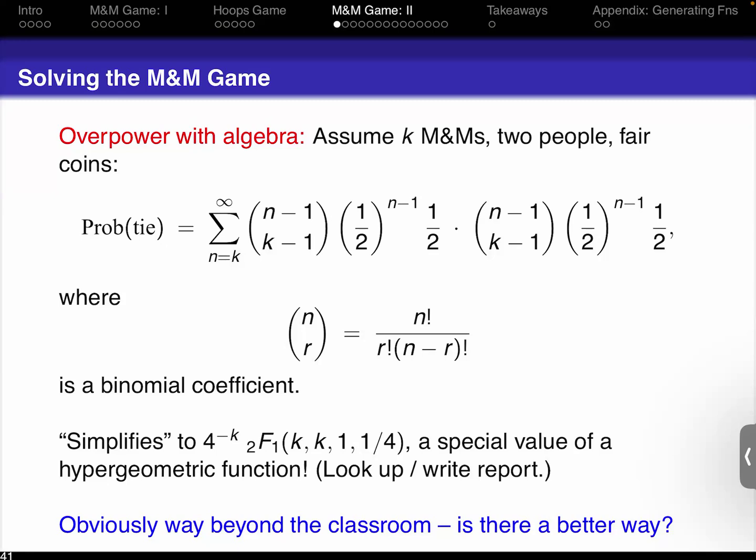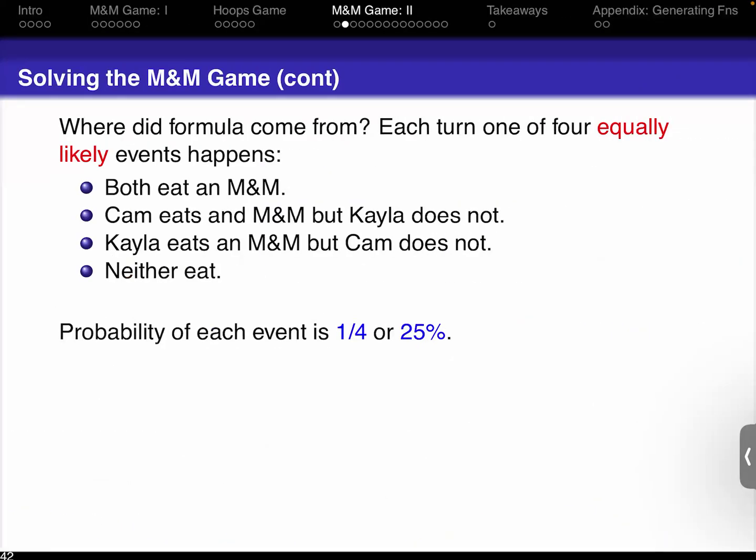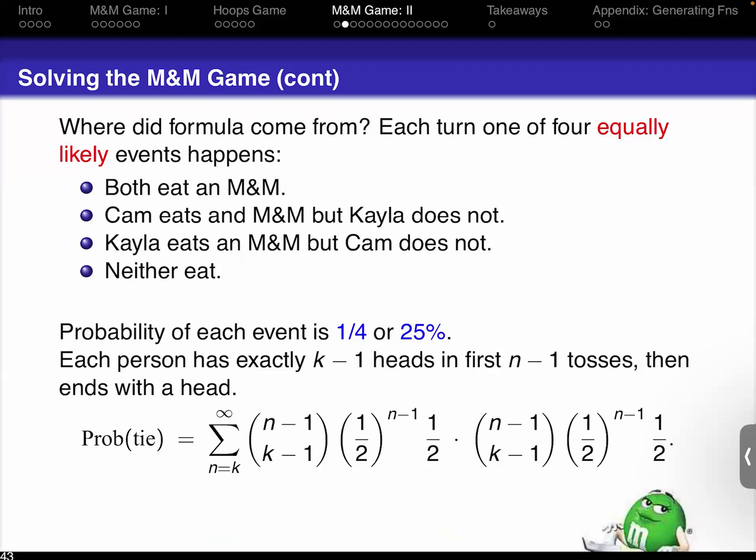But when you look at this, if you want to see what it looks like as k gets large, looking at this, I don't really see the large term behavior from this. So there's another way to look at this. There are 4 possibilities. Both can eat an M&M, just Cam, just Kayla, or neither. Each of these happens a quarter of the time. And then, as I was remarking, each person has to have exactly k minus 1 heads in the first n minus 1 tosses. We get our formula like this.